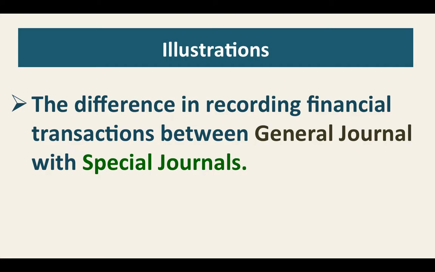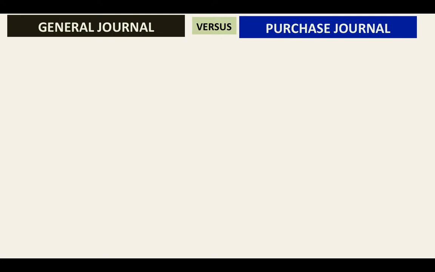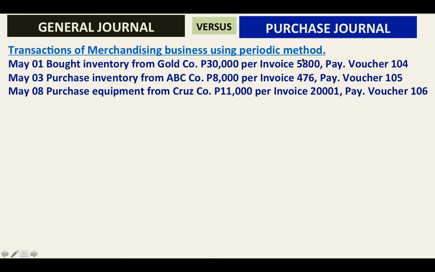Let's have illustrations. The difference in recording financial transactions between the general journal and special journals. Ano yung mga differences? So let's take a look at the general journal versus the purchase journal. Sa general journal natin, kung ganito yung transactions natin, these are our transactions. And the way we will record this in the general journal is every transaction, like May 1st: bought inventory from Gold Company 30,000 per invoice number 5800, payable voucher 104. So we will be using payable voucher.